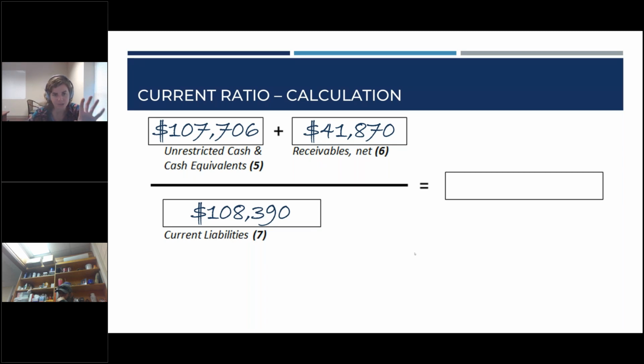And so if we were to do this math, you can see probably just by looking at this that it's going to be greater than 1, right? Because our unrestricted cash is almost as equivalent to our current liabilities in and of itself. And so if we do this calculation, we can see that we get 1.38. So on the day that these statements were prepared, Mayberry had enough current assets, quick assets, to cover their current liabilities, and then some.